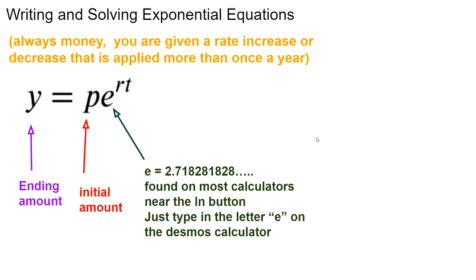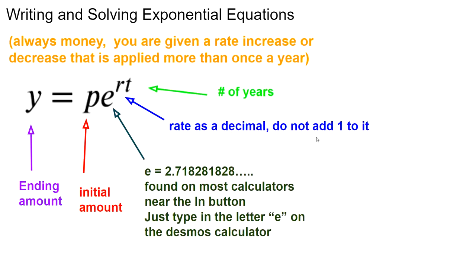You don't have to even memorize the number. Just know that E is a number. It's not a variable, and we use it a lot of times in financial formulas. And then R, that's our interest rate. Again, we're making it a decimal, but we're not going to add 1 to it. And then T, it's always going to be the number of years.